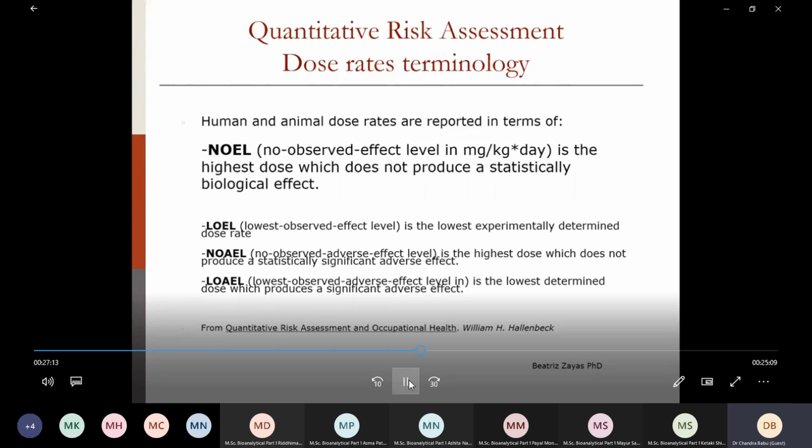Also, there are other ways of expressing doses. You could see the LOEL, the lowest observed effect level, which is the lowest concentration where you will see an effect. And the same thing happens for adverse effects. So we might be looking for a concentration where we can be sure that there's no adverse effect, and adverse effect always refers to lethality.